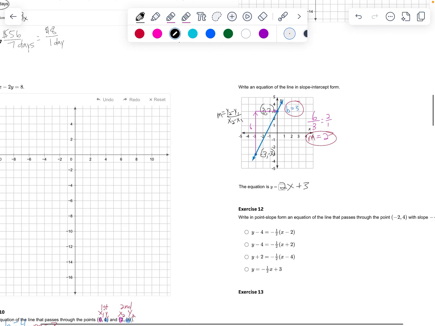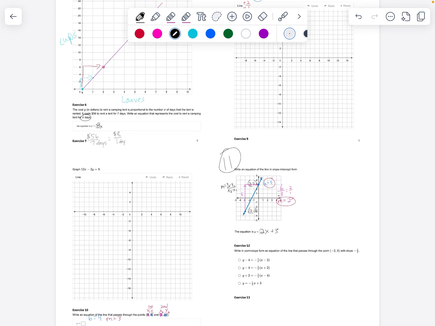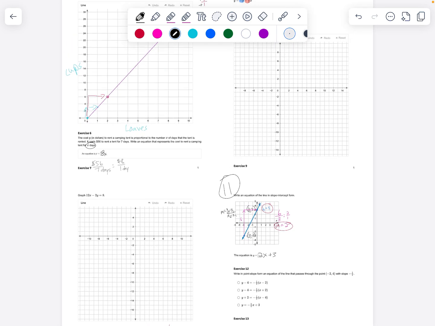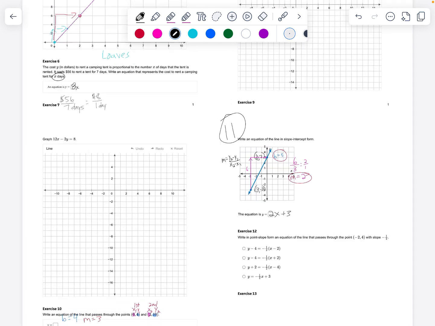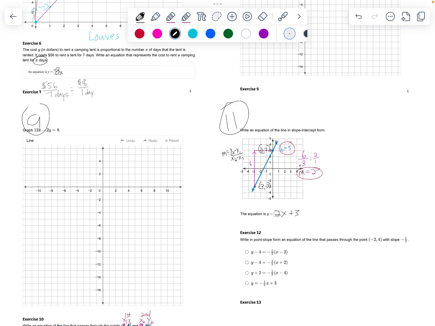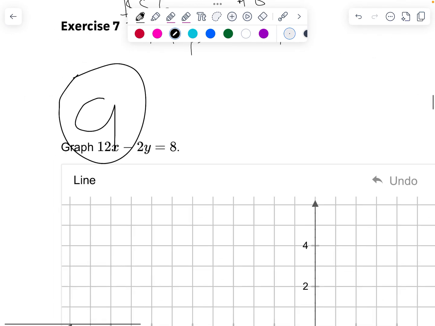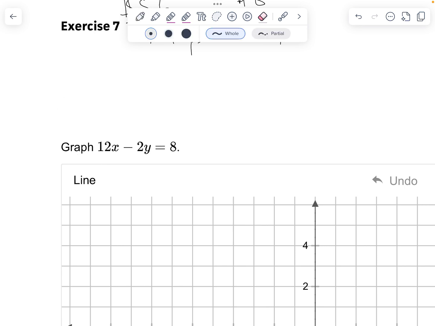Oh, that was number 11. Sorry, the one we did was number 11. My bad. Okay, where was number 9? Oh, this was number 9 right here. We skipped it. Number 9 is right here. Okay, so you got to graph this one. Oh, this is good. Okay, so let me get this out of the way. This was number 9. Sorry about the confusion.